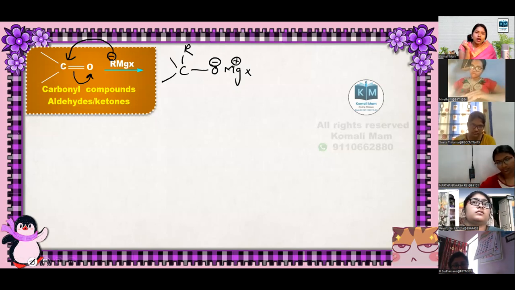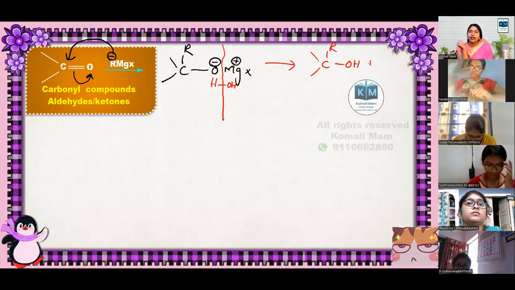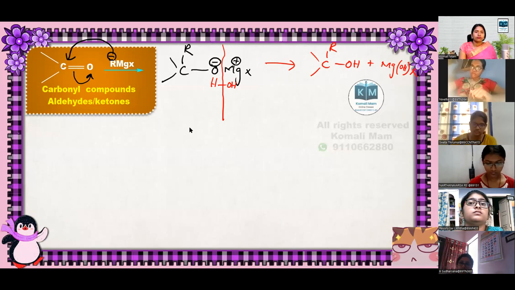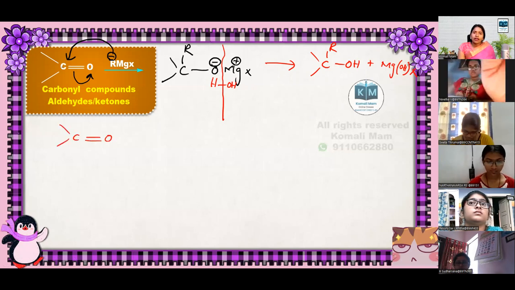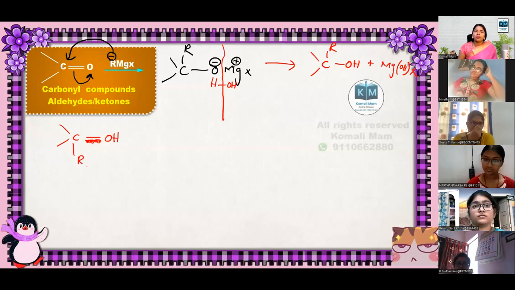Later on, hydrolysis takes place. Hydrolysis means water comes, and the breakage takes place like this. H2O comes, breakage takes place. We will get the product R-C-OH plus MgOHX. Any difficulty? Simply to say, what is the technique? Wherever the double bond is there, break this bond, put hydrogen on oxygen, which comes through water, and put that R group on carbon. That is the trick.